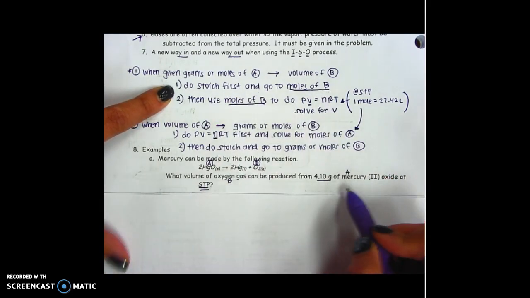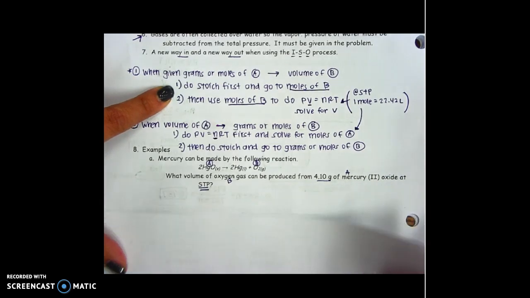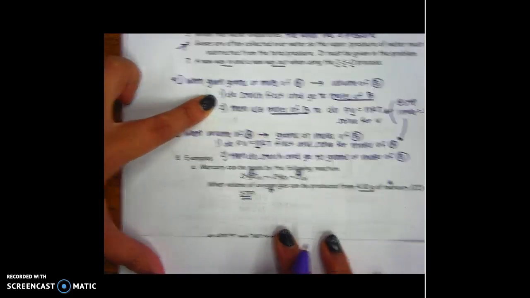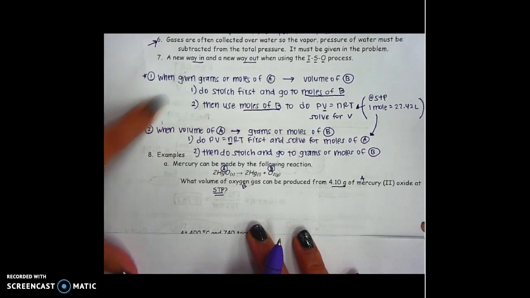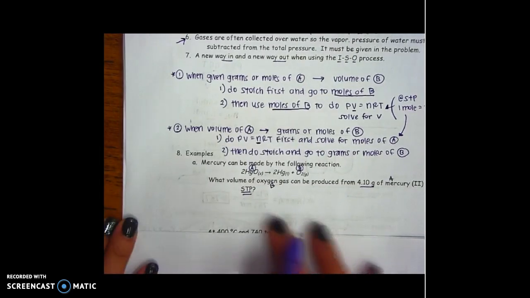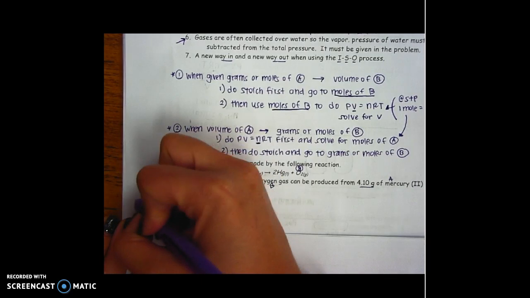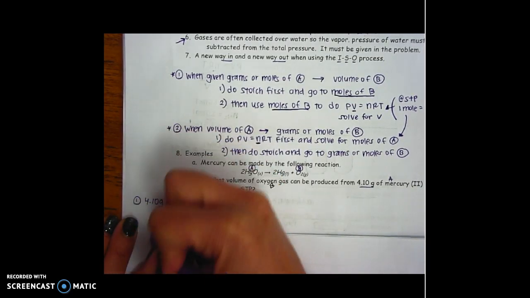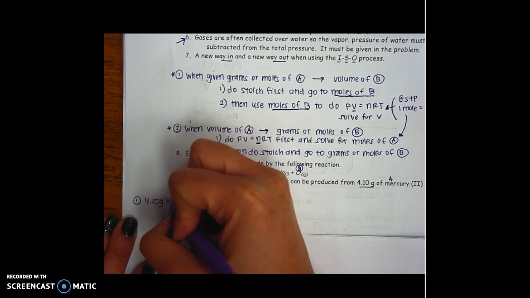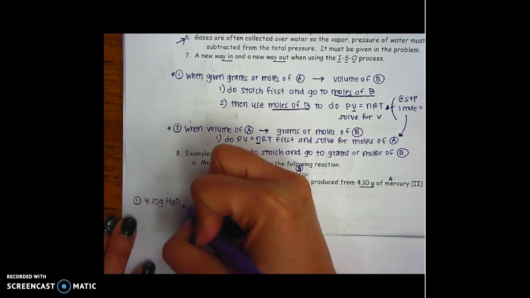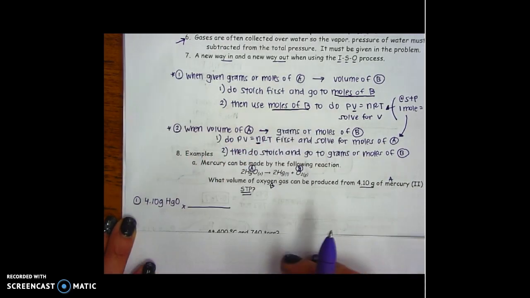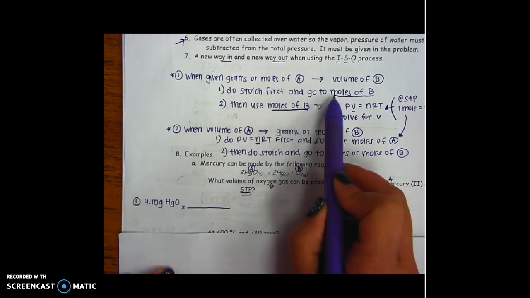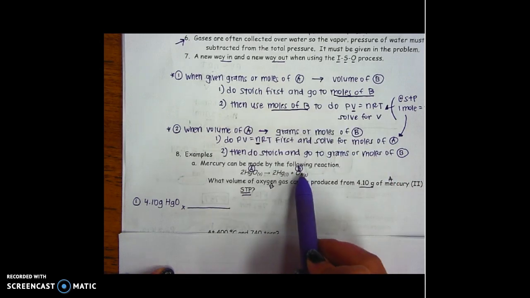So let's do that. I'm going to do my stoich down here. I hope I have enough room. I might have to start working on this edge of the corner. So here's part 1. I have 4.10 grams of mercury oxide, HgO, and we're going to use stoichiometry, and I don't want grams of this. Our goal is to go to moles of B, so I'm going to try to go to moles of O2.